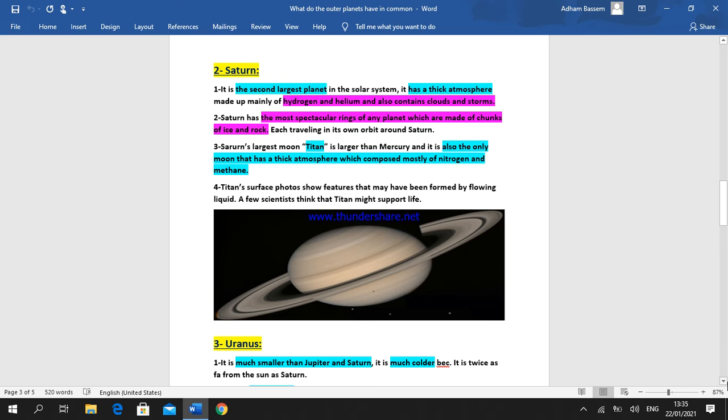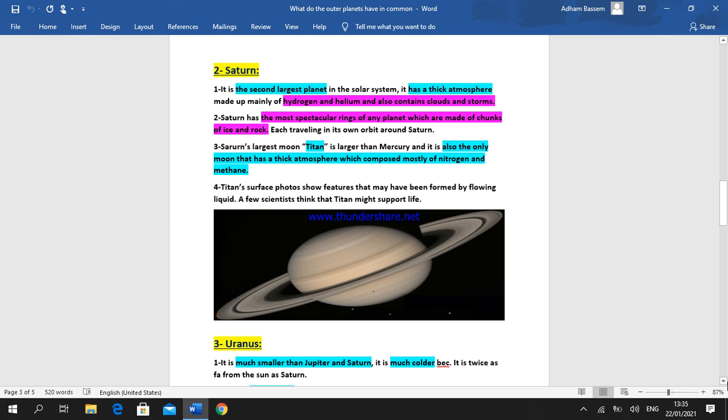Titan's surface photo. Saturn's largest moon. Saturn has many moons, and the largest one is called Titan. Titan is larger than Mercury, and it's also the only moon that has a thick atmosphere, composed mainly of nitrogen and methane.